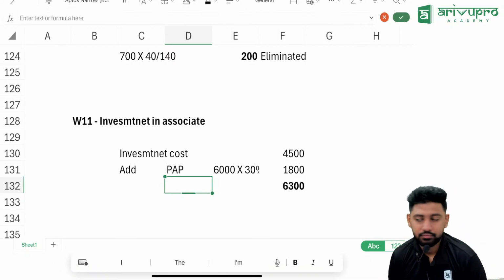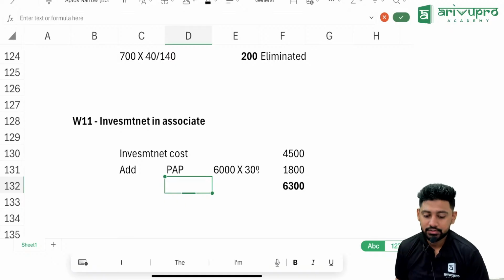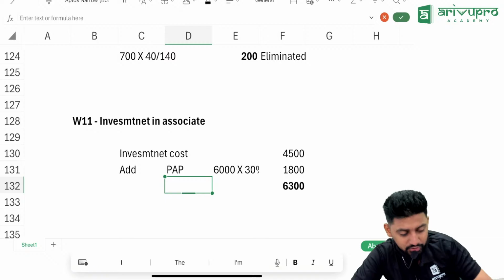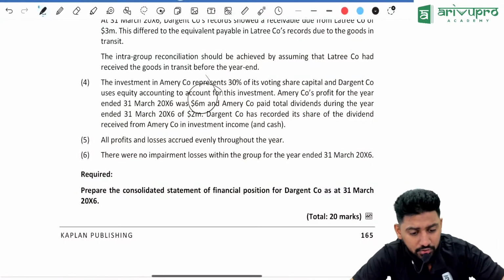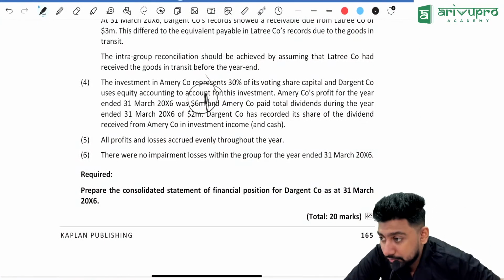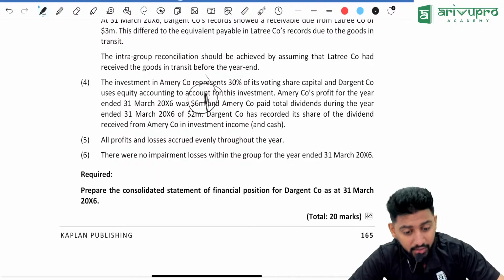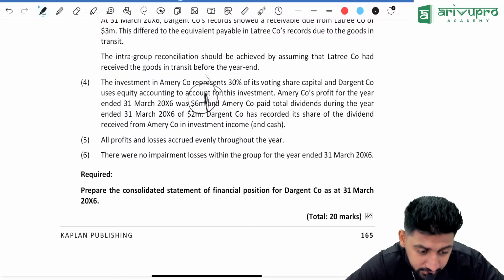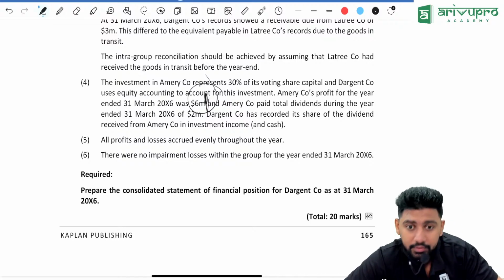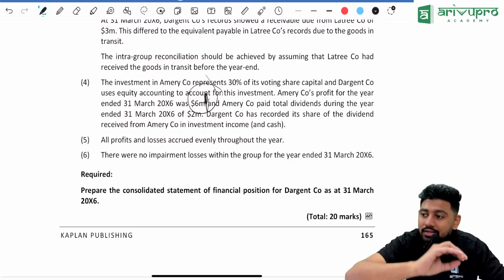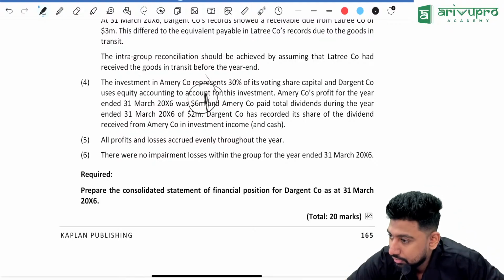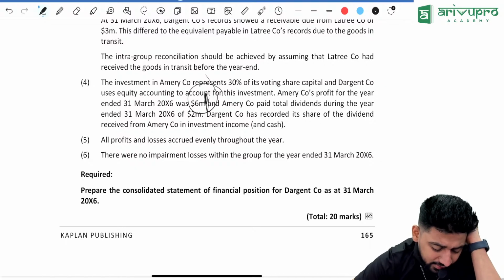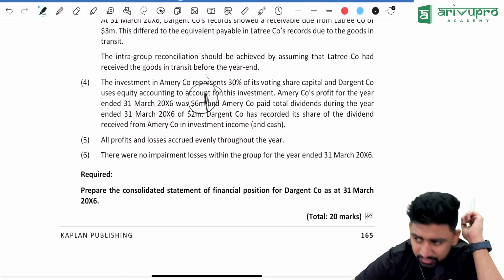Wait, I'll come. Take it easy. First of all, do you understand that? I have taught you that, no? Okay, let's do it one by one. We are here. Until this point, we are done. And then they say, A paid total dividends during the year ended 31st March 2016 of 2 million. Meaning, associate paid dividends. Have we ever covered a particular scenario where the associate is paying dividends? Have we covered?